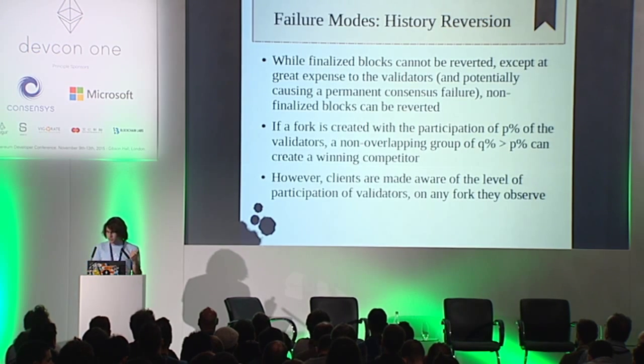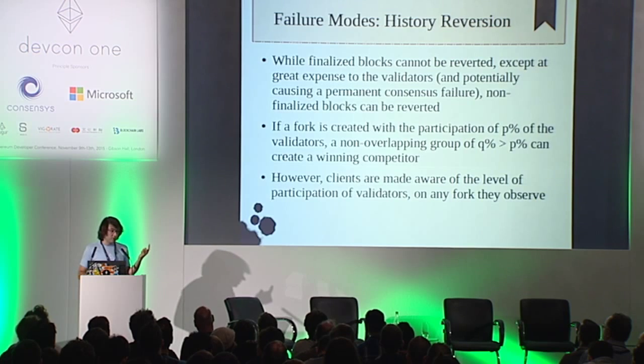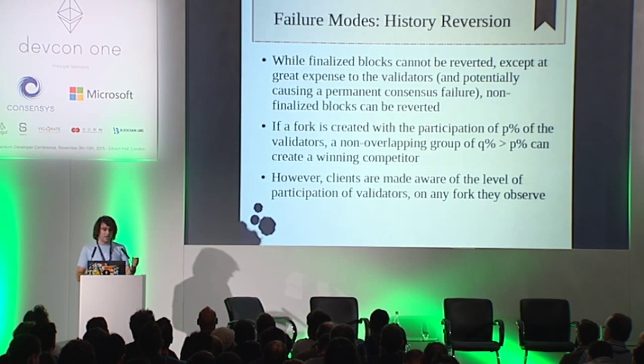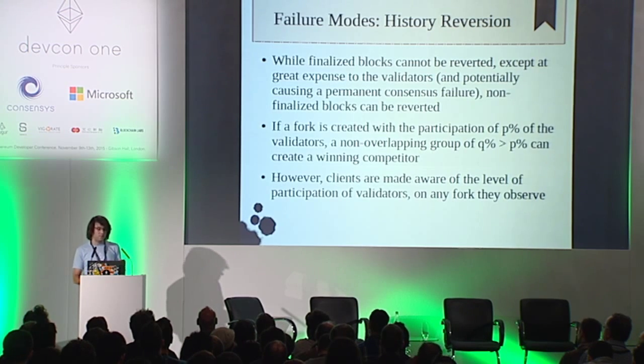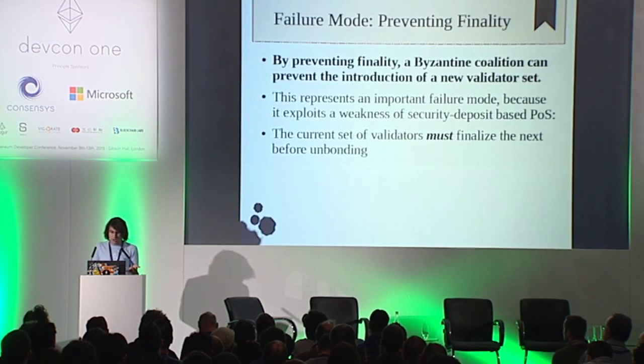And now we basically have to go through our failure modes really quickly. So history reversion is something that can happen for non-finalized blocks, in which case clients will know that the block wasn't finalized because Casper tells you the state of the finality of the block. There's some significant mitigation there.